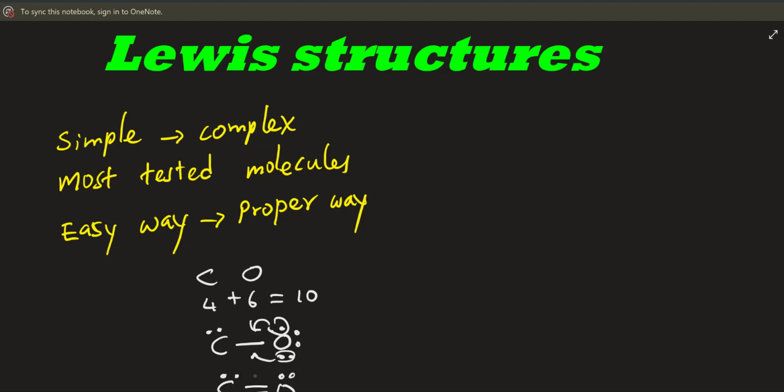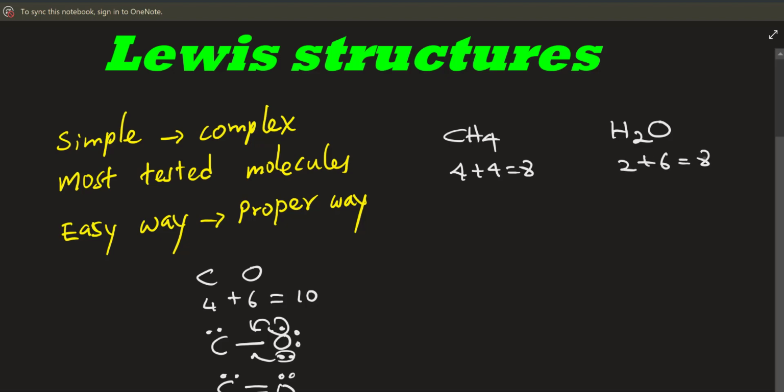Now look at these two molecules, right? So you're starting to see patterns, CH4 and water. So the CH4 has a total of 4 plus 4, 8 electrons, and then water has 2 plus 6, 8 electrons. Now, the center one is carbon. You put the carbon in the middle, put 4 bonds, and that's it for CH4.